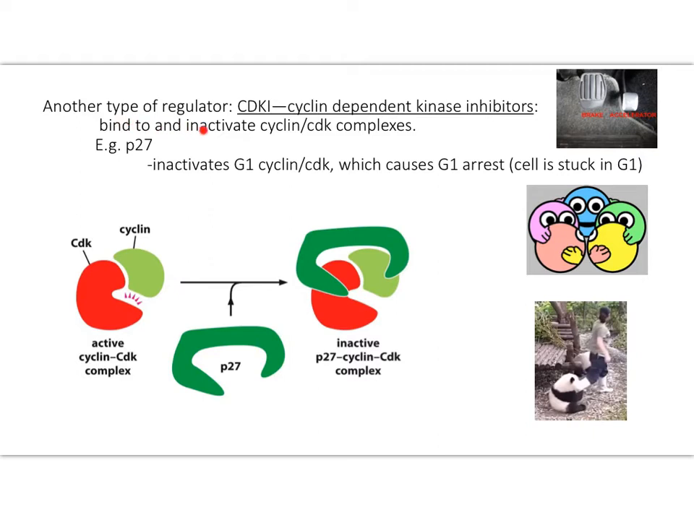CDKIs will bind to and inactivate cyclin CDK complexes. P27 specifically will bind to the G1 cyclin CDK, and then that causes an event called G1 arrest. Basically what that means is the cell is stuck in the G1 phase.